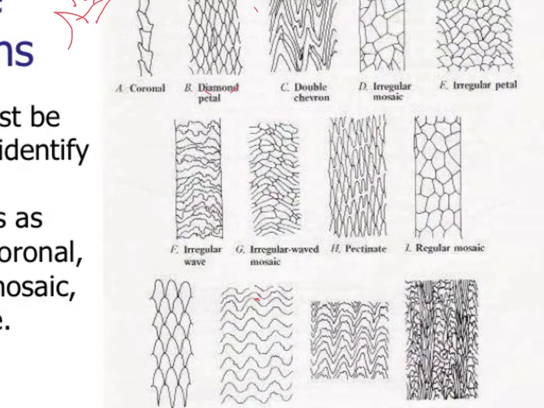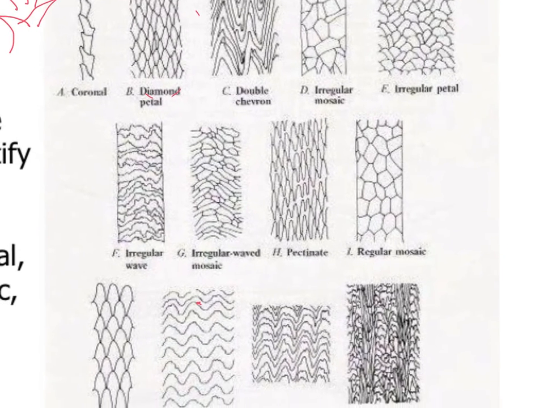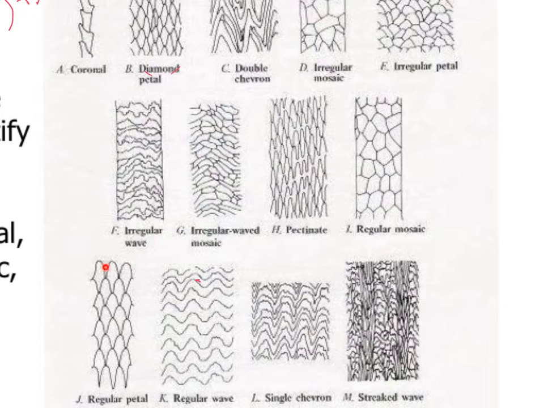Whereas if we look at this one, what would this one be most likely? This one right here is going to be a petal. Whereas this is clearly a wave. I would take a wave for this one. That's a single chevron versus a double. And then this one is a wave. It's a mess, but it's a wave.